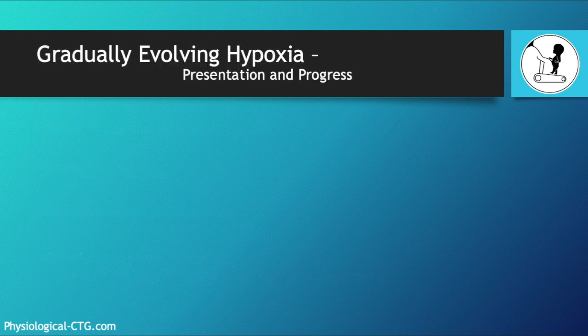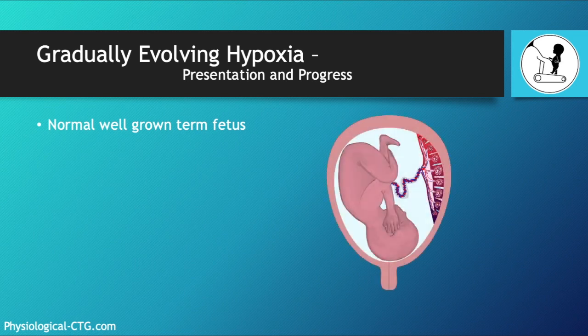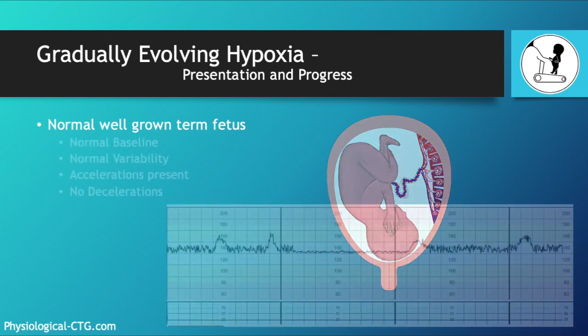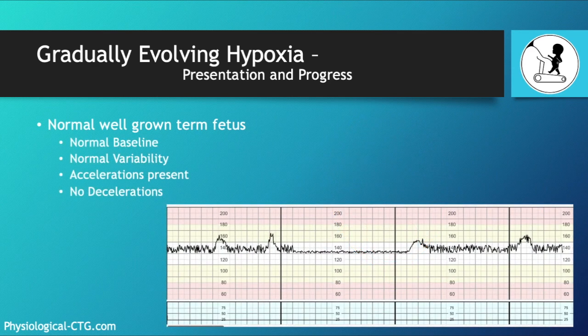Let us consider the scenario by which gradually evolving hypoxia presents. We are going to demonstrate this on a normally well-grown fetus at term. If you perform a CTG for this baby, you will notice a baseline which is appropriate for its gestational age, and more importantly, is in keeping with the heart rate which had been observed during the antenatal period. You can see this by reviewing any previous antenatal CTGs or by reviewing the documentation of fetal heart rate at the antenatal clinic reviews. You will notice that the fetus has normal variability and is demonstrating normal transitions between the different behavioral states, which we call cycling.